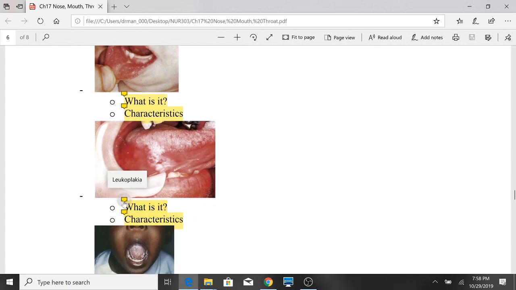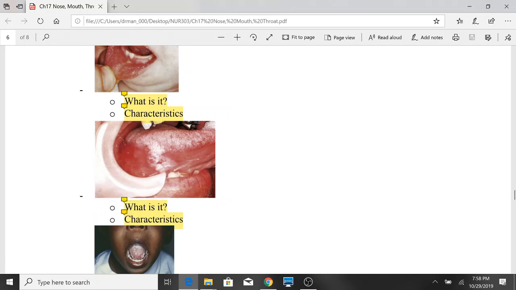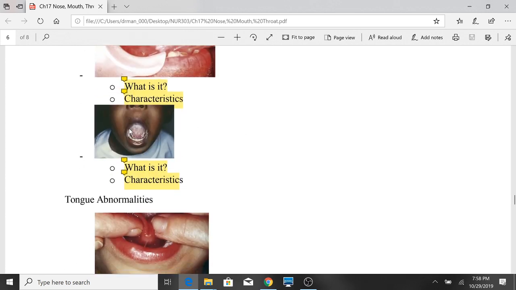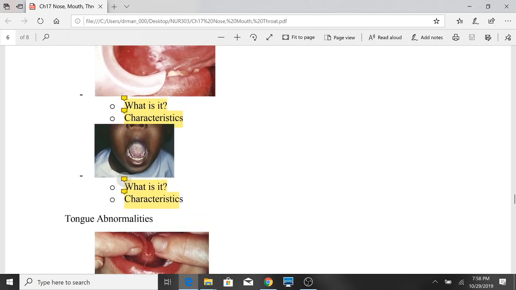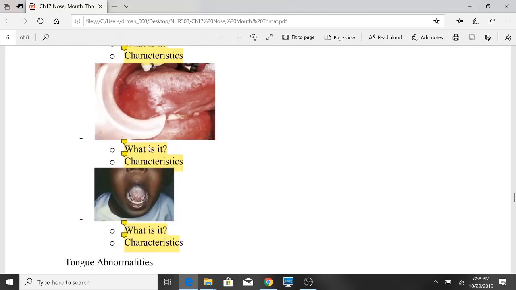This is leukoplakia. It's a chalky, white, thick, raised patch with well-defined borders. It does not scrape off. You have to know the differentiation between this one and the next. Candidiasis or monilial infection is a white, cheesy, curd-like patch on the buccal mucosa and tongue, and it scrapes off.